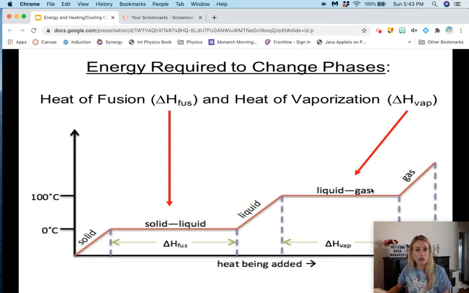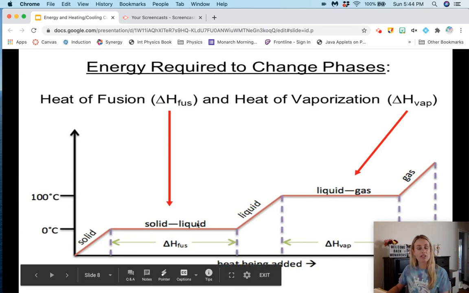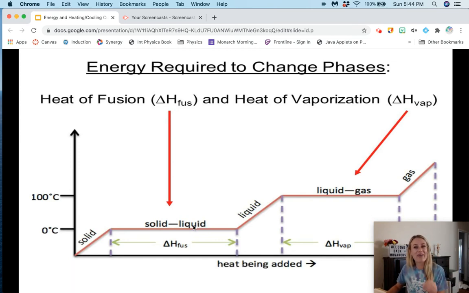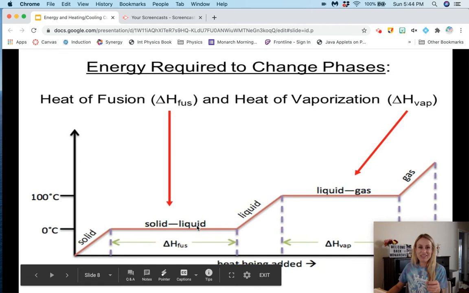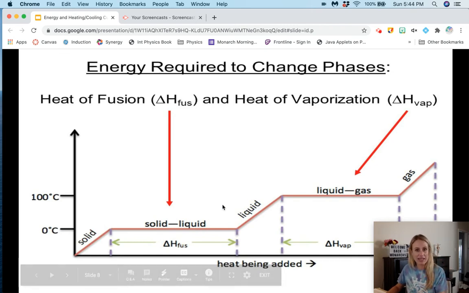Now, and again, when you're going from a gas to a liquid, it's the energy that's taken away, taken out of the system in order to condense that gas into a liquid, or the energy that's taken out of the system in order to freeze that liquid into a solid. So you have to take energy away, and I'll get into that in a second.